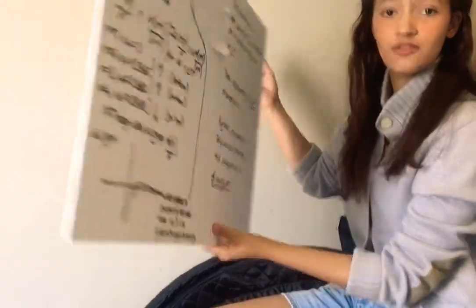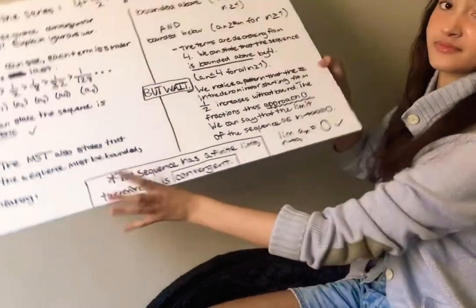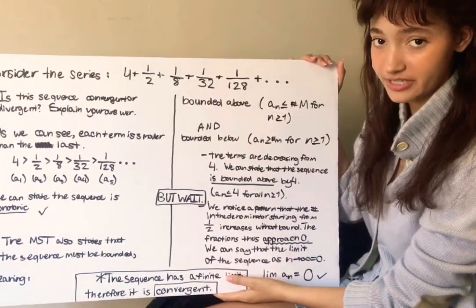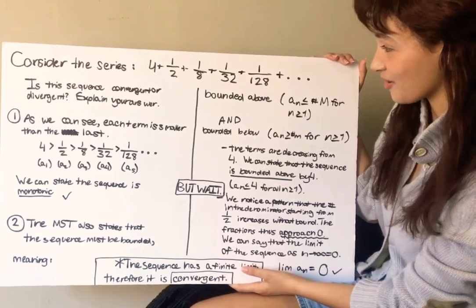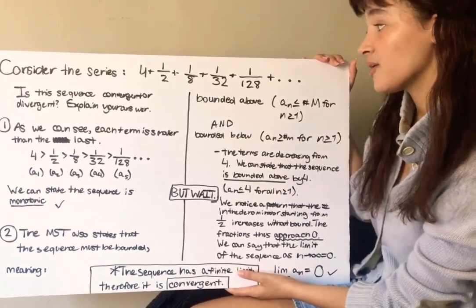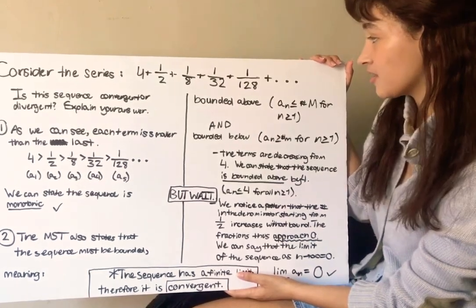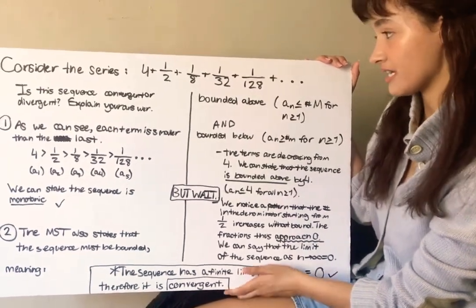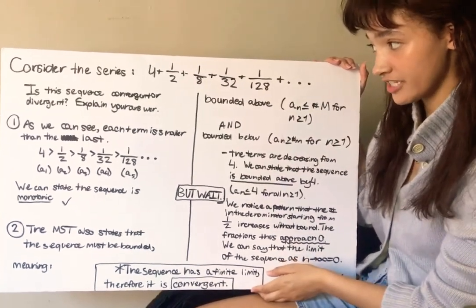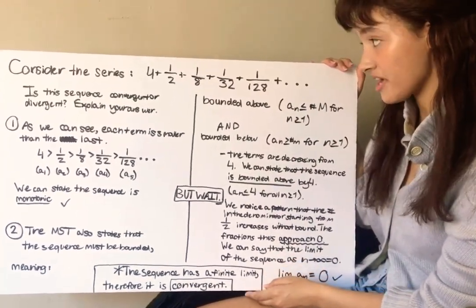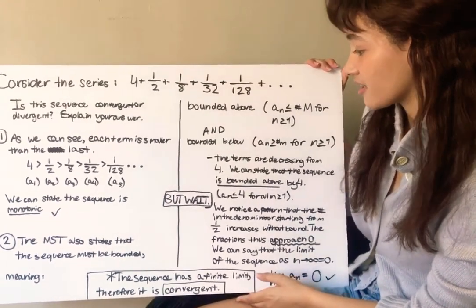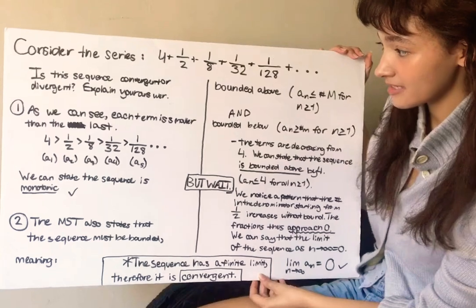Now, for the other problem that we were given, consider the series 4 plus 1/2 plus 1/8 plus 1/32 plus 1/128 plus etc. Is this sequence convergent or divergent? And explain your answer. Now your gut feeling may be to say it's convergent, and you would be correct.